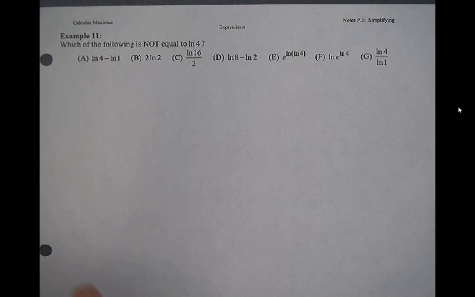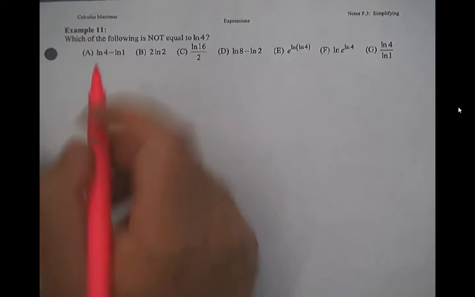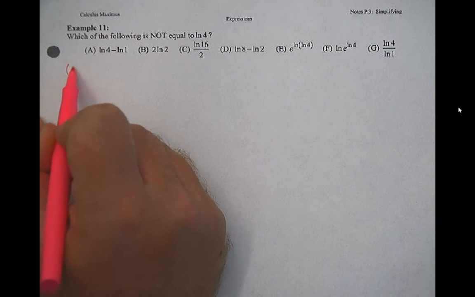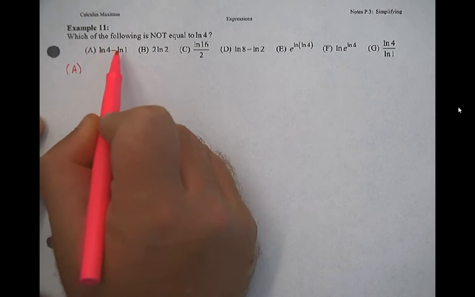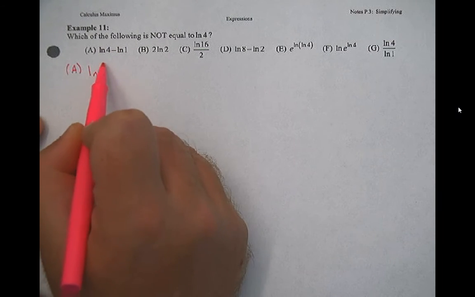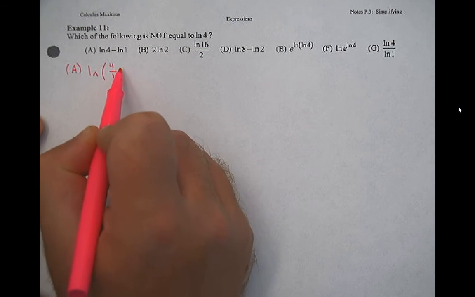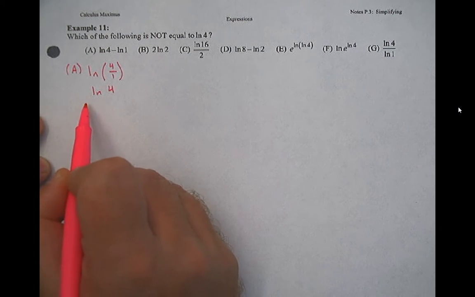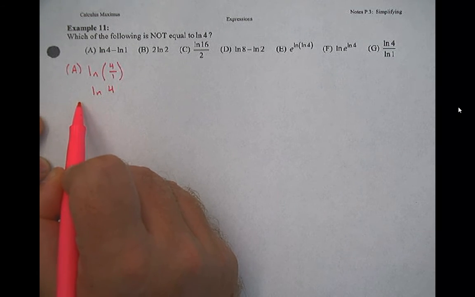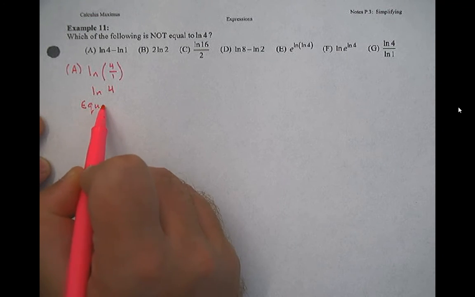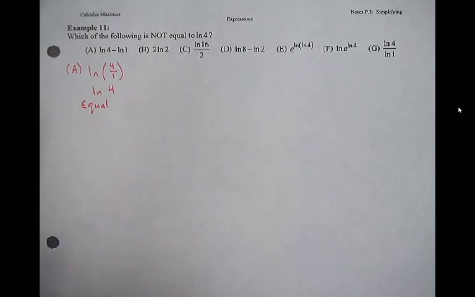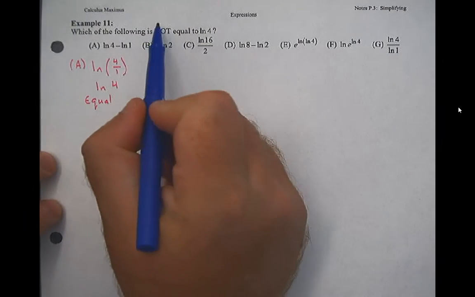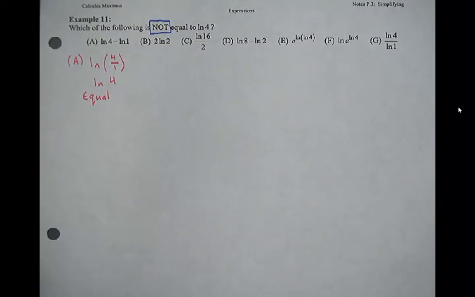So let's go through here. I'm going to use a different color for each one. I'm going to use pink again for this one. We already did this, but just to review. Natural log minus a natural log. I can condense those into a division problem. Natural log of 4 divided by 1 is the natural log of 4, so this is equivalent. This is equal, so I don't want to cross that one out. I'm trying to find out which one is not equal. That one is, so we can eliminate that one.